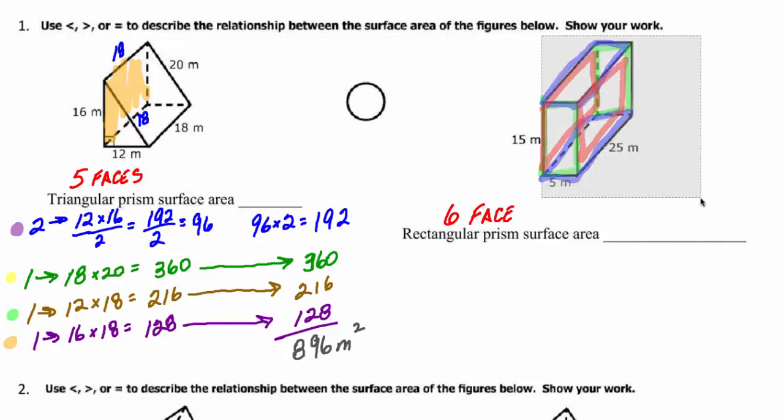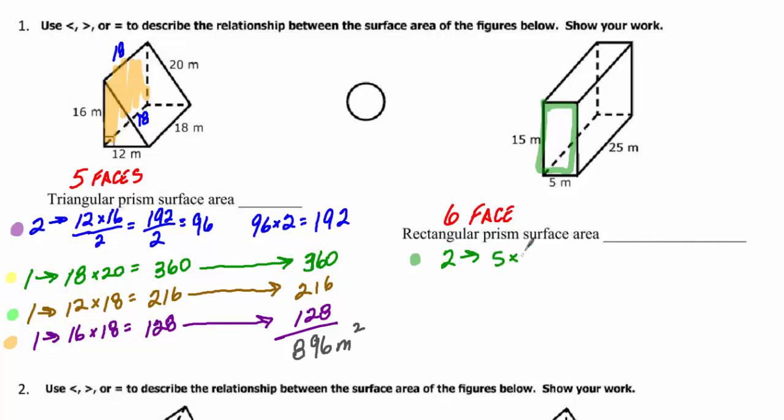So let's get rid of all of that because it makes it kind of hard to see. And let's do them one at a time. The first face I'm going to do is right here. And for that face, I know that I have 2 faces. Each face is 5 times 15. So 5 times 15 is 75. So I know that I have 75 twice, 150. And I know twice because that face and this face are both 5 by 15.